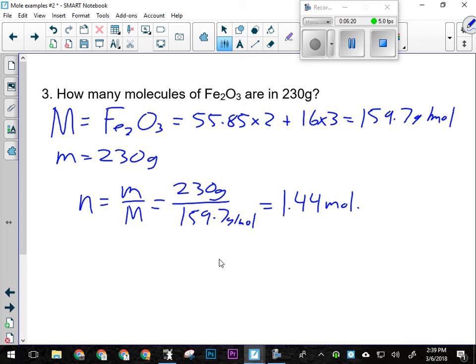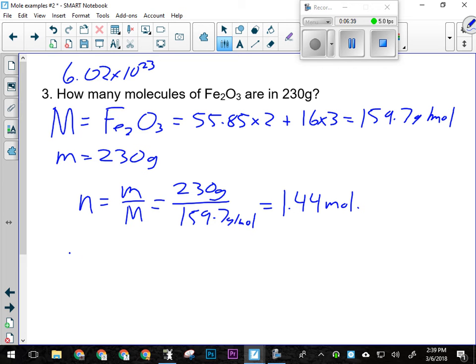Okay, so I have the number of moles, and I know that Avogadro's number is the number of molecules in 1 mole. All right, I have more than 1 mole, so what should I do with those two numbers? I should multiply them, right?